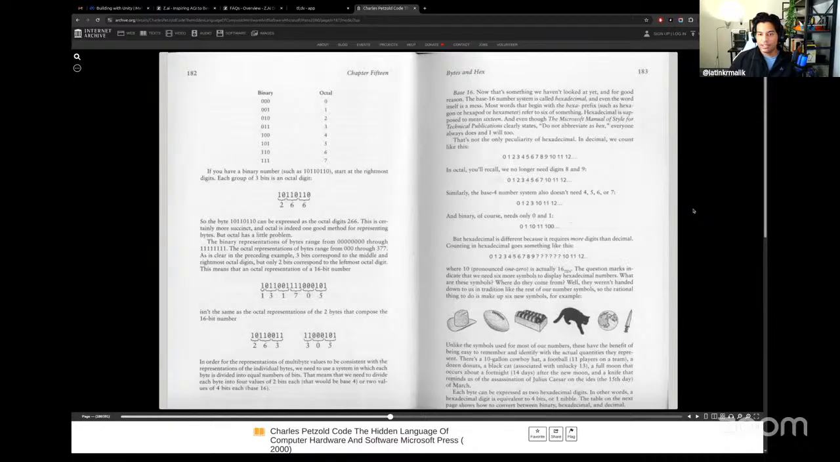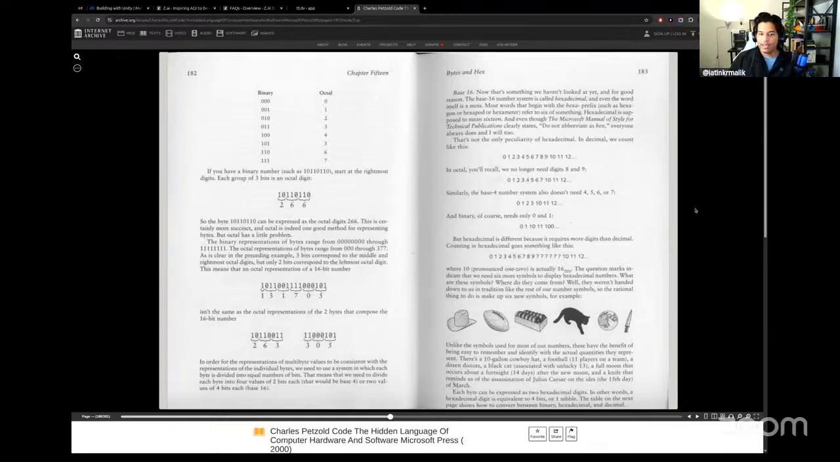The base 16 number system is called hexadecimal, and even the word itself is a mess. Most words that begin with the prefix hex, such as hexagon or hexapod or hexameter, refer to 6 of something, and this used to confuse me as well. So hexadecimal is supposed to mean 16 because it's hex and deca is 10. Even though the Microsoft Manual of Style for Technical Publications clearly states do not abbreviate as hex, everyone always does, and I will too. That's not a peculiarity of hexadecimal.